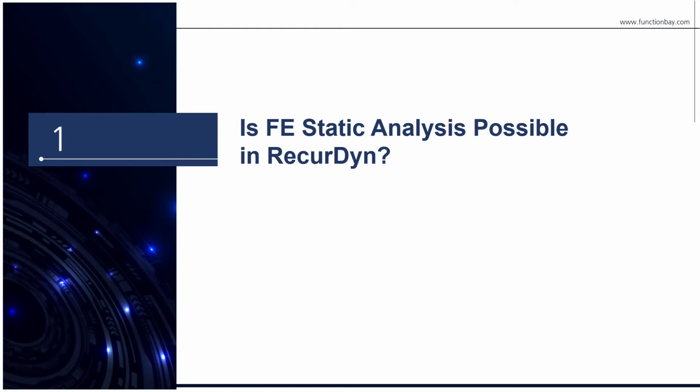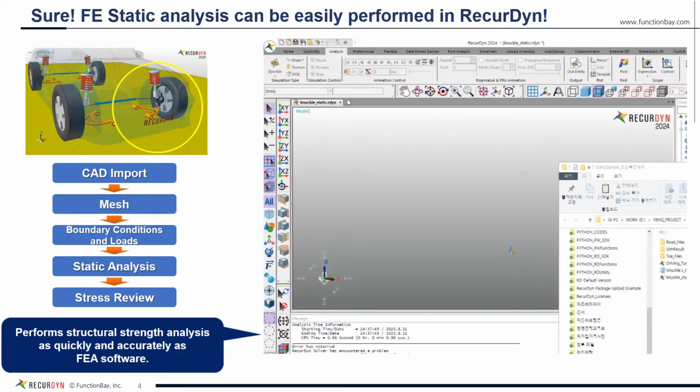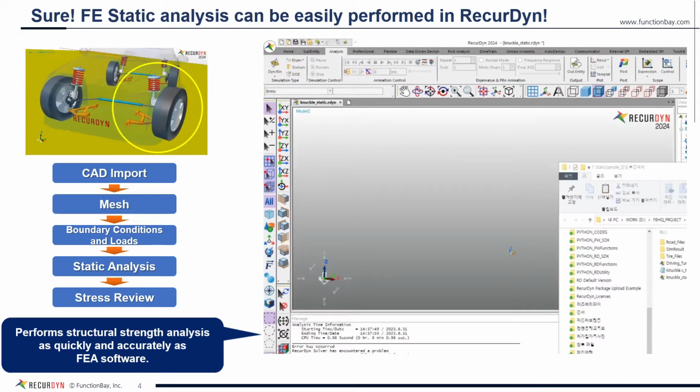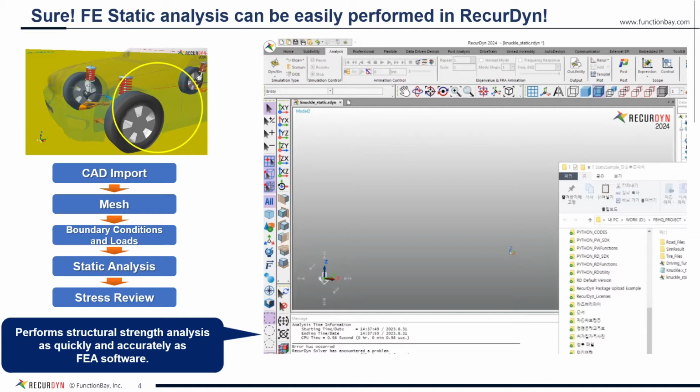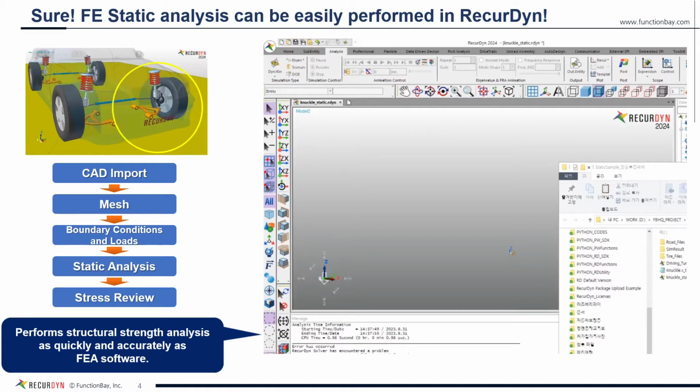Then, this is the first topic. Is static analysis possible using RecurDyn? The answer is yes. RecurDyn enables you to easily perform static analysis. You can generate the meshes, apply boundary conditions, and perform static analysis, then you can immediately view the results. Let's see the video here.